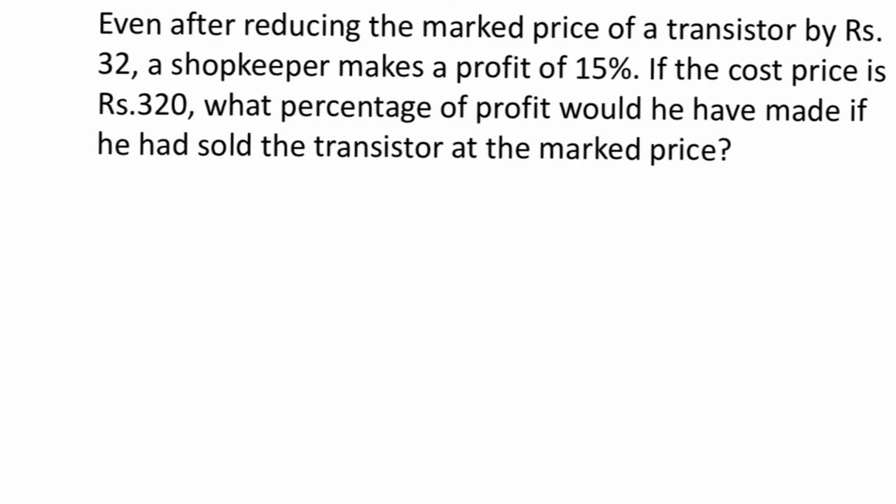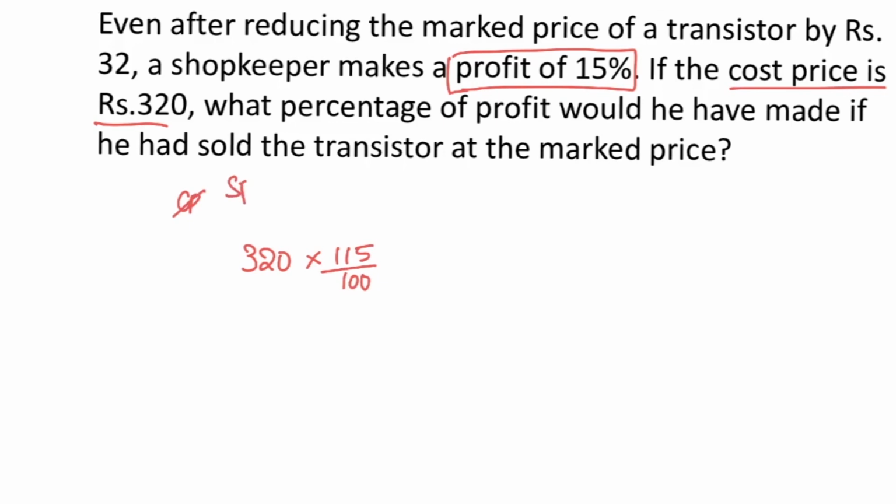Even after reducing the market price of a transistor by 32 rupees, a shopkeeper makes a profit of 15%. If the cost price is 320, what percent of profit would he have made if he had sold the transistor at the market price? The cost price is 320. On that, how much profit is obtained? 15% profit is applied. 115 divided by 100. On cost price, if you apply profit, now it is selling price.